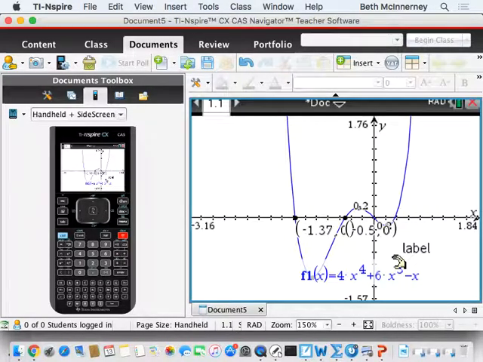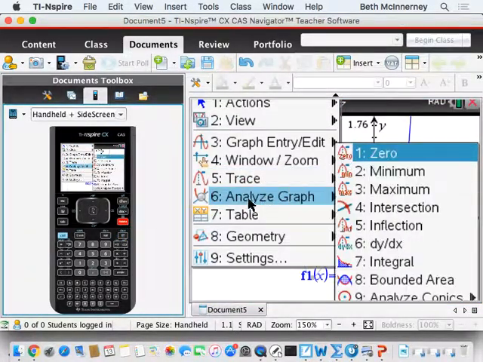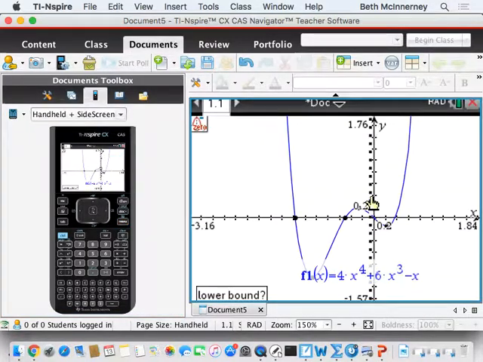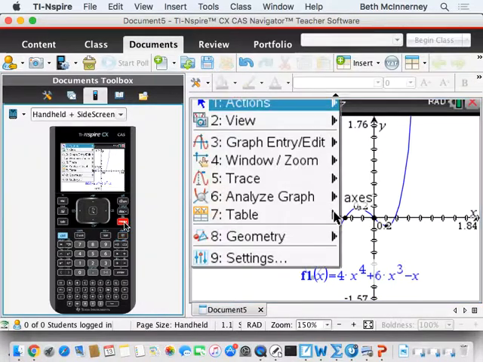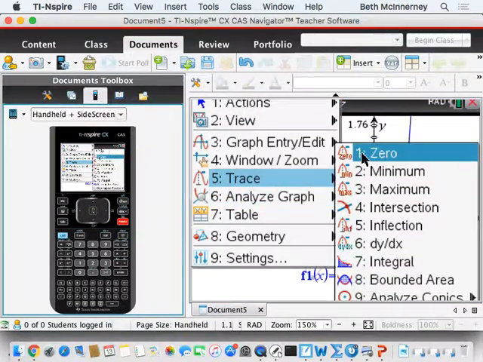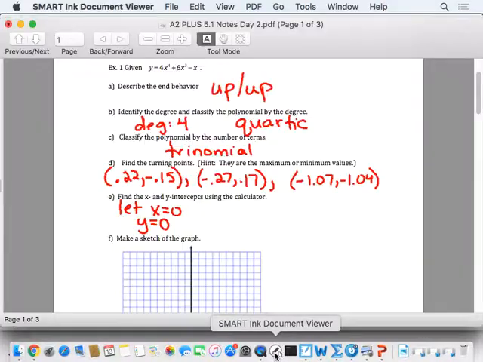Did everybody get the negative 1.37? Because I want to delete that. And then I got negative 0.5. Now let me repeat it. I'm going to do menu, number 6, zero. Now I'm going to get this third one. A little left, a little right. That one's at 0, 0. And let's go get the last one. Menu, analyze, the zero, a little to the left and a little to the right. And I'm getting 0.366.